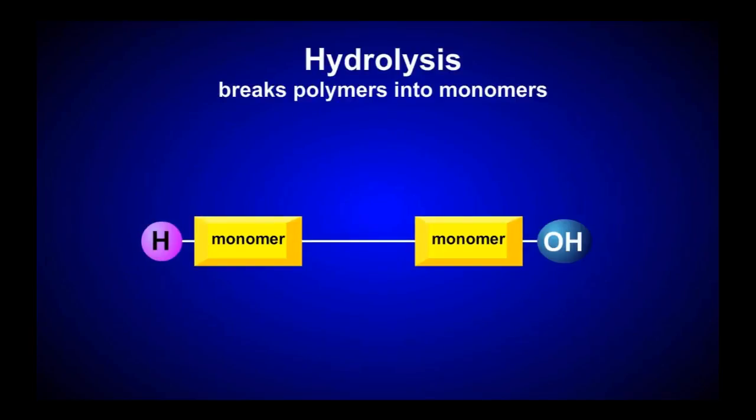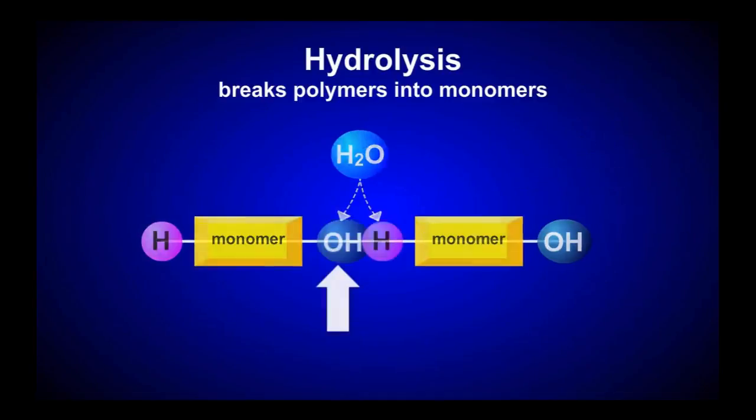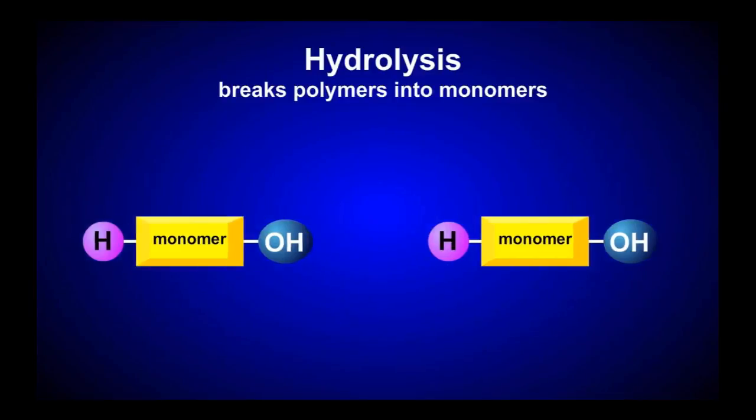Hydrolysis is the opposite of a dehydration synthesis reaction. During a hydrolysis reaction, a polymer is reduced to its monomer subunits by the addition of water. In fact, the word hydrolysis literally means to break water. The hydroxyl group from a water molecule attaches to one monomer, and the remaining hydrogen attaches to the other monomer. In other words, water is used to break the bond holding monomers together.